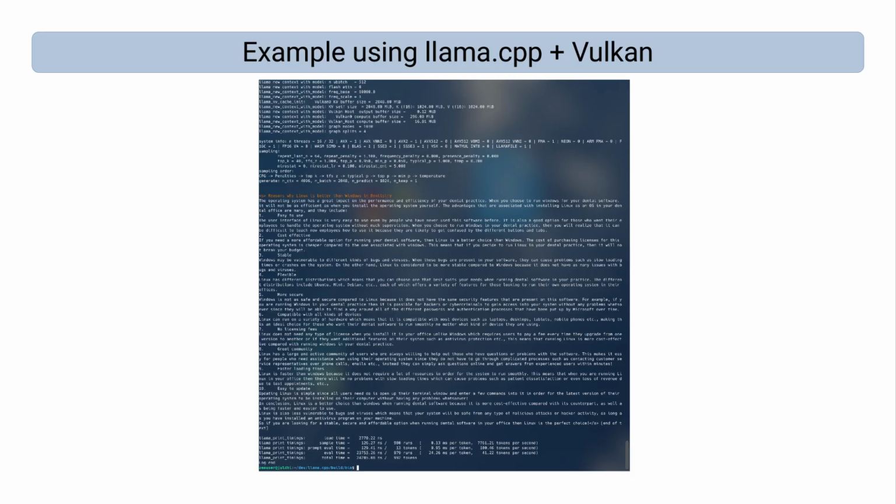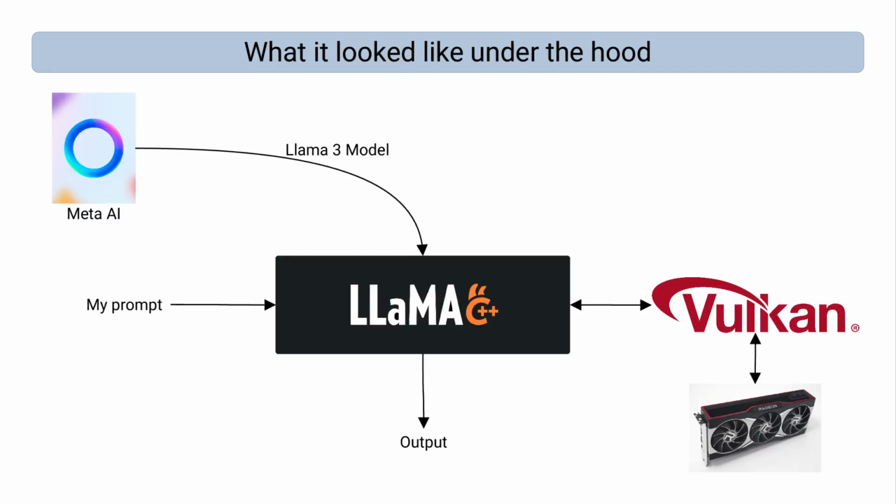So here's an example of me running an LLM locally on my own desktop PC. I give it a prompt and it gives me the result back, and even tells me how fast it gave me the results. In this specific case, it was using the API Vulkan, which uses my own GPU to give me the results. So how exactly did that work?